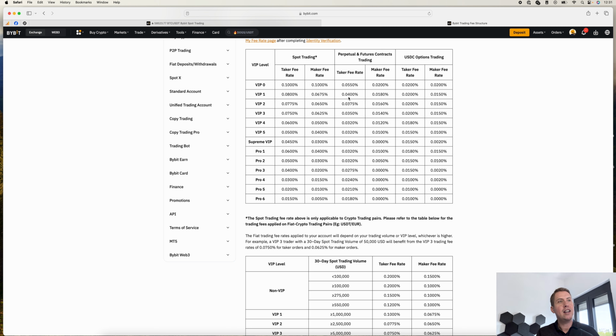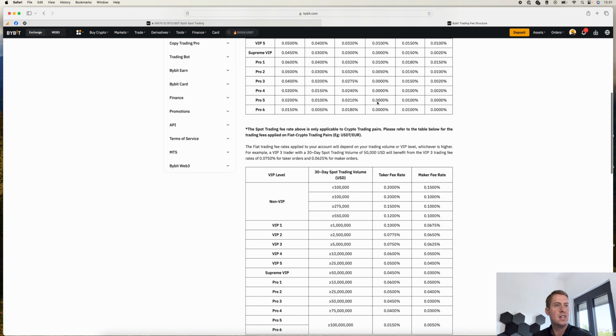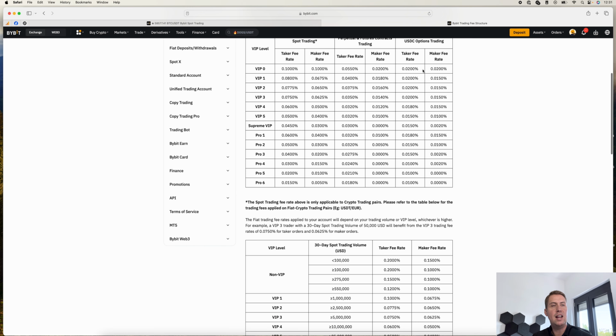For a market order, you are paying 0.055%. And for a maker fee or for a limit order that doesn't get filled immediately, you would pay 0.02%. So also pretty low if you compare that. And it's basically similar for options. So you really have to be careful here if you want to do a market or a limit order. However, the fees are still pretty fair.